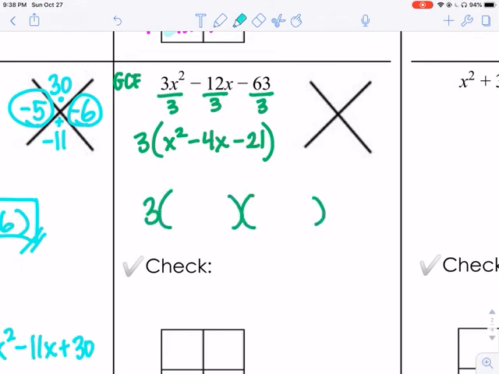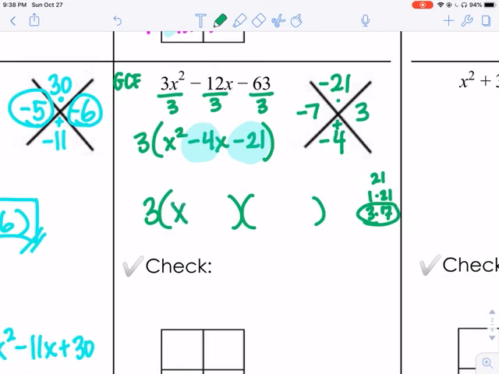I know that this is B and this is C. So B on bottom, C on top. Multiplying to get 21, adding to get negative 4. So 21 is 1 and 21, 3 and 7, and 7 and 3. So those are the only two pairs, and I'm trying to get negative 4. I know that these are 4 away from each other, so I could do 7 and 3. 7 minus 3 would give me positive 4, but I don't want positive 4, I want negative 4. So negative 7 plus 3 would be negative 4. So I know I have x minus 7 and x plus 3.